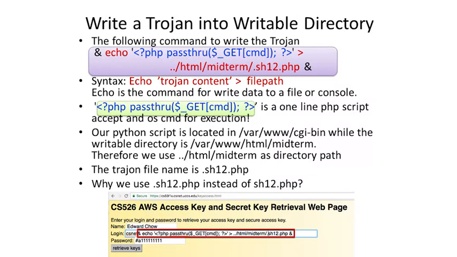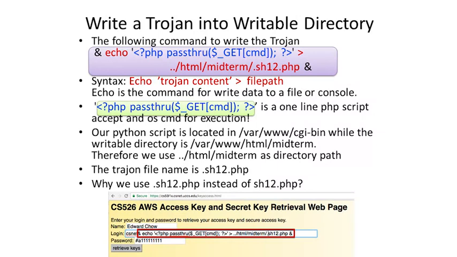We'll show how to write a Trojan file into this writable directory. The command in the right purple box is used to do that. It has the syntax echo followed by the Trojan content, followed by the greater than sign, which, instead of printing on the console screen, redirects the output to a file. The last parameter is the file path. Echo is a command for writing data to a console or a file.